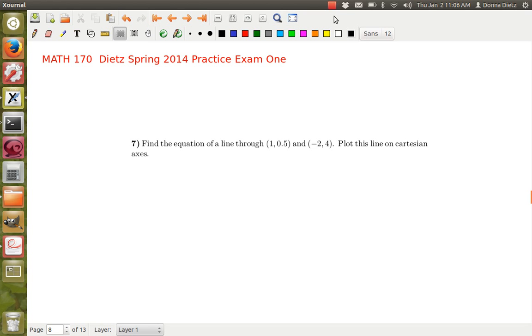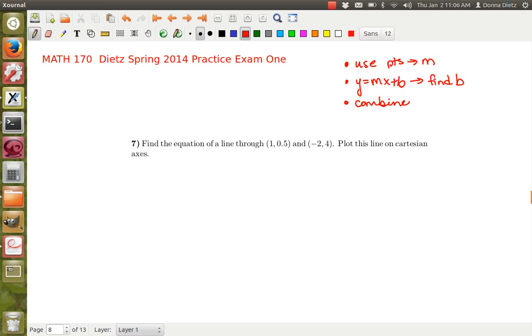Okay, so find the equation of a line through 2 points and plot it. The steps for this are: use points to get m, y equals mx plus b, find b, and then combine.